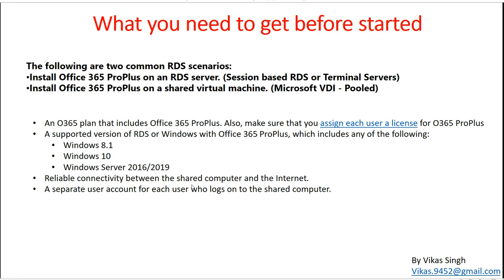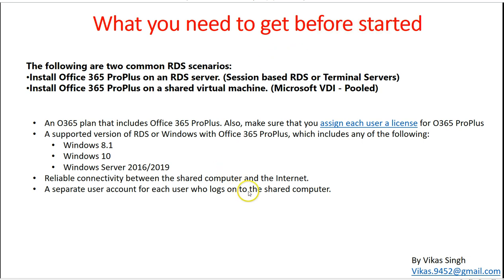Otherwise you will not be able to consume the licenses in the proper manner. You also need a separate user account for each user who logs into the shared computer. This is related to single sign-on: each user has to use their individual ID to log into the RDS server, and an Office 365 license needs to be assigned to that particular user. So these are some technical things we have to understand about the environment, licensing, and prerequisites.